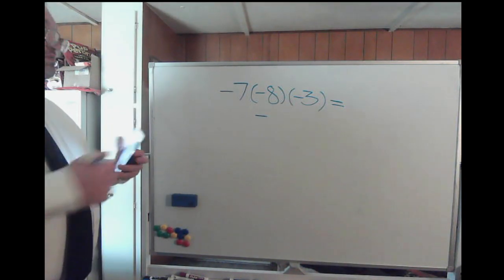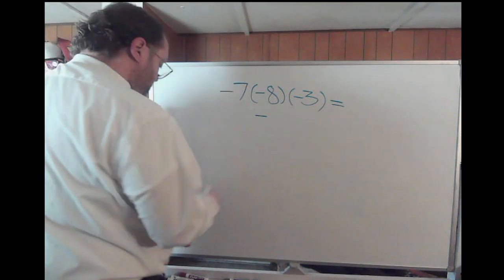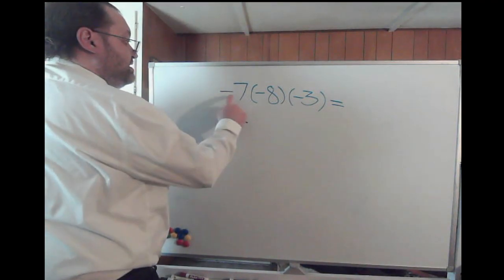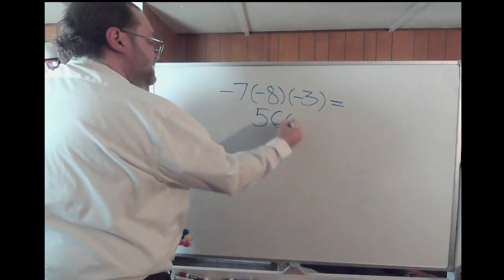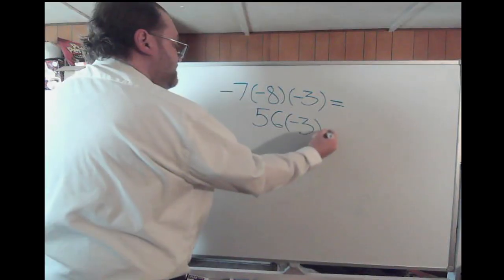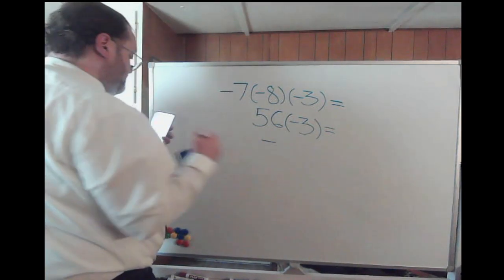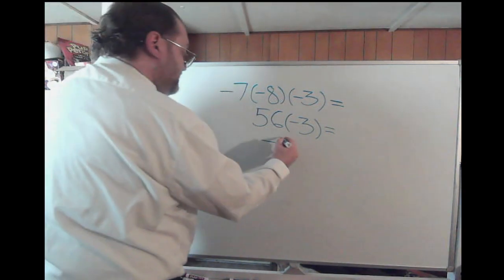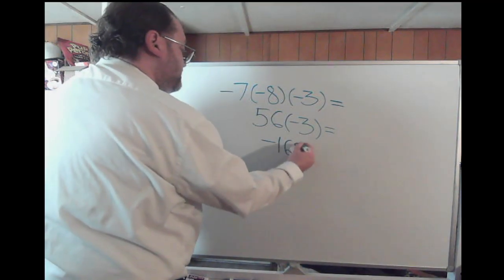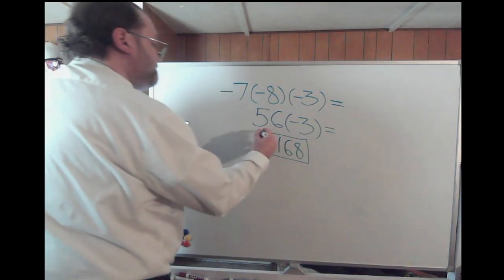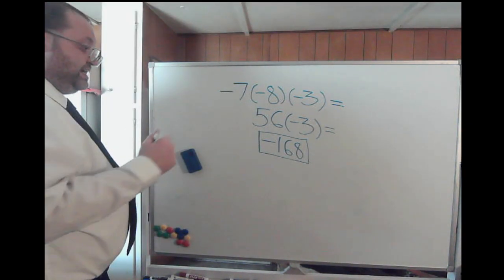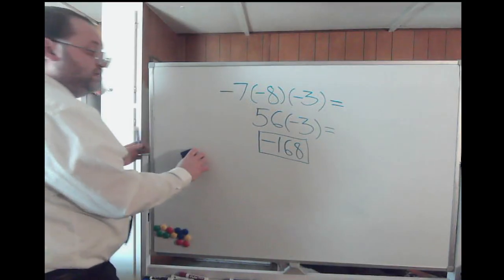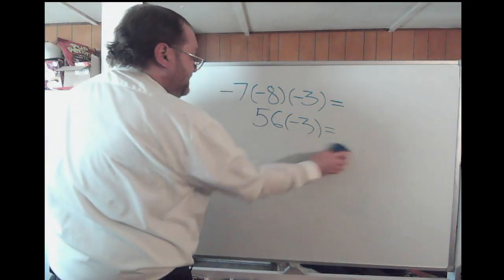So, let's break this down here. Negative 7 times negative 8 is positive 56. You have positive 56 times negative 3, which therefore yields a negative. Let's figure out 56 times 3. You would get negative 168 for your answer. So, negative times negative times negative equals negative. So that's how we got negative 168.